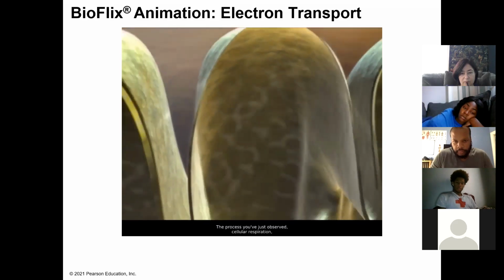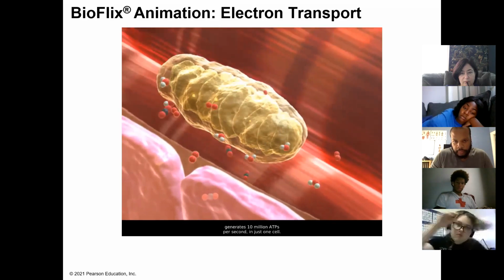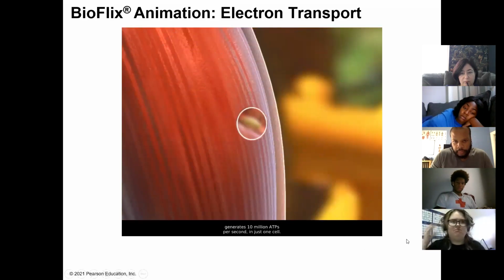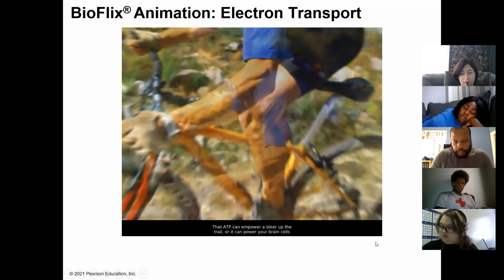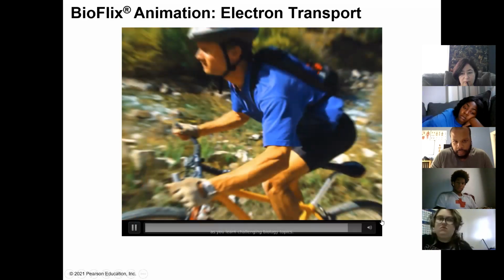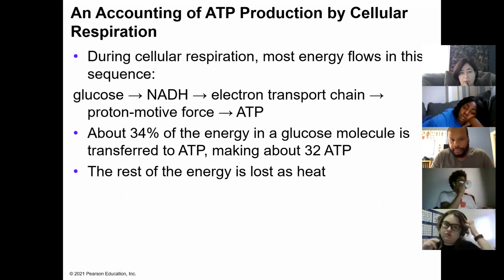The process you've just observed, cellular respiration, generates 10 million ATPs per second in just one cell. That ATP can power a biker up the trail, or it can power your brain cells as you learn challenging biology topics. I really like this. It powers your brain. Yes, so true.